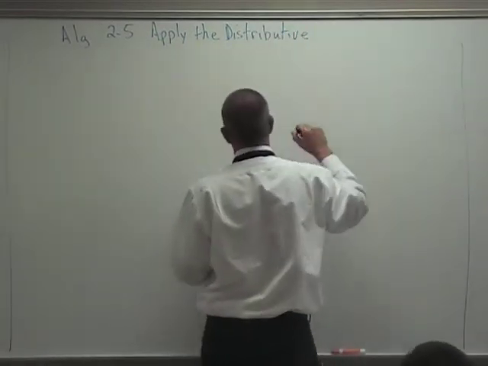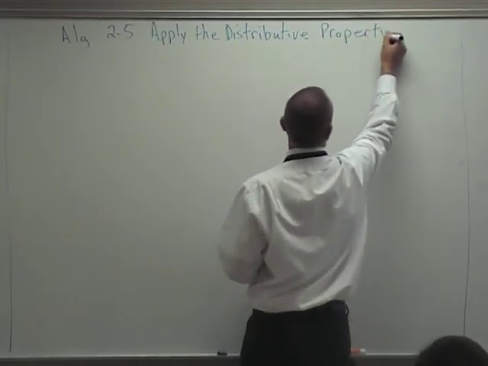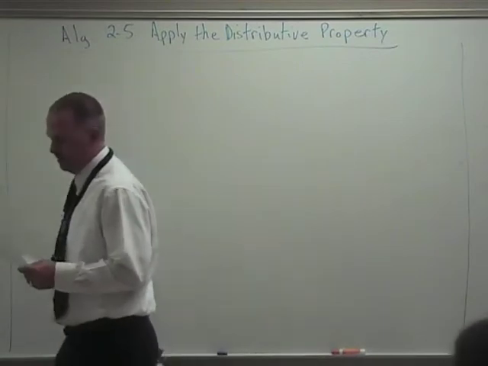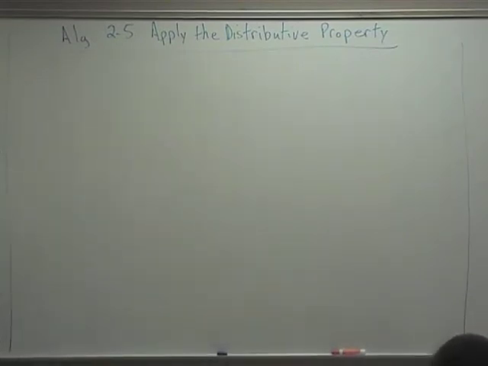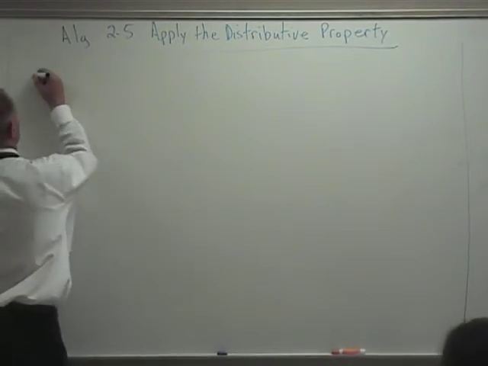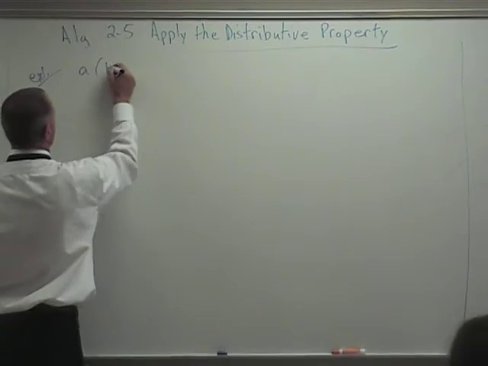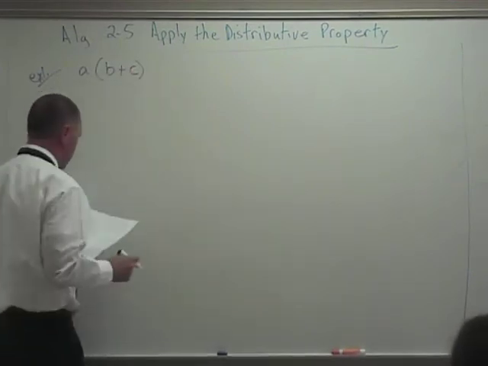Section 5, apply the distributive property. Okay? So we need to understand what the distributive property is. 1, A times the quantity B plus C.